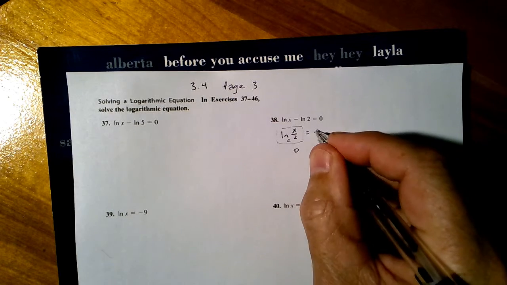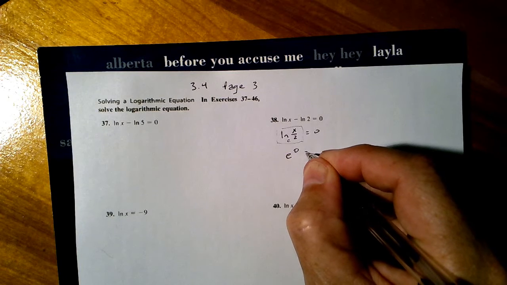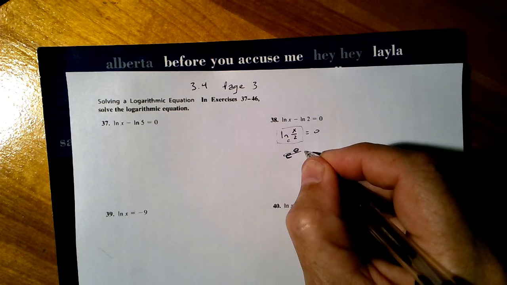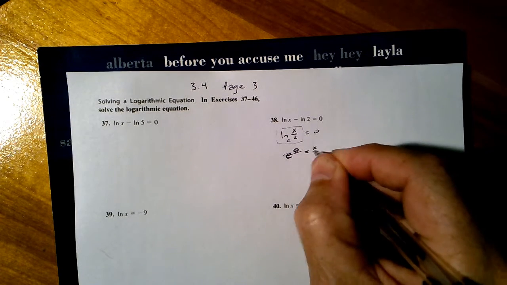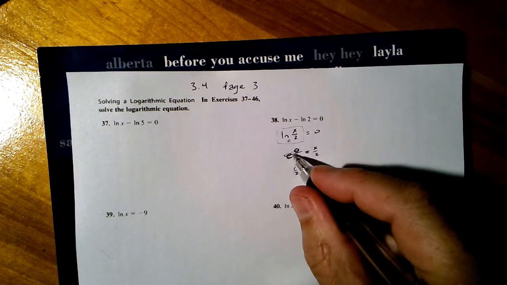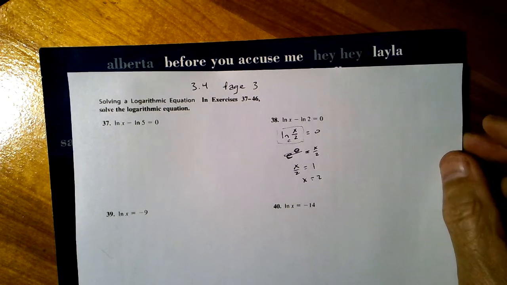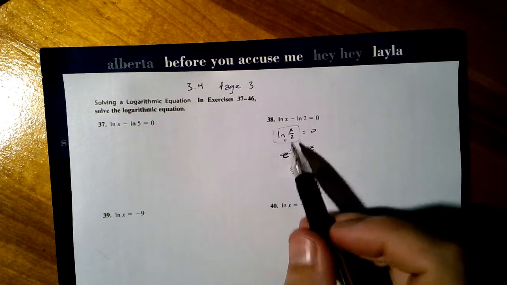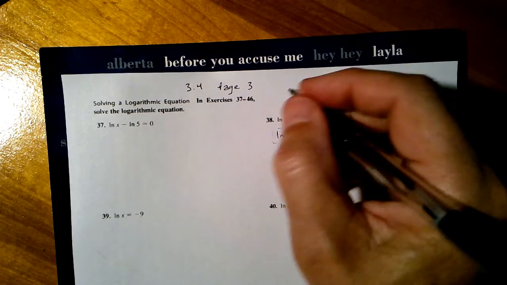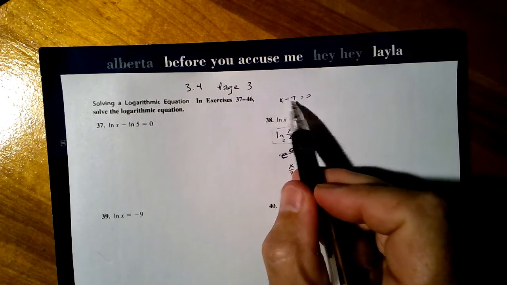So 0 is the exponent that turns e into x on 2. X on 2 equals e to the 0th, so x equals 2. But wow, did we overthink that? Ln of something minus ln of 2 equals 0. Well, if I said x minus 7 equals 0, you'd know immediately it's 7 because those are going to cancel each other.